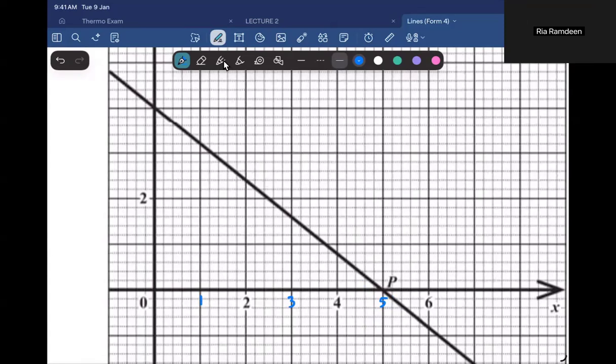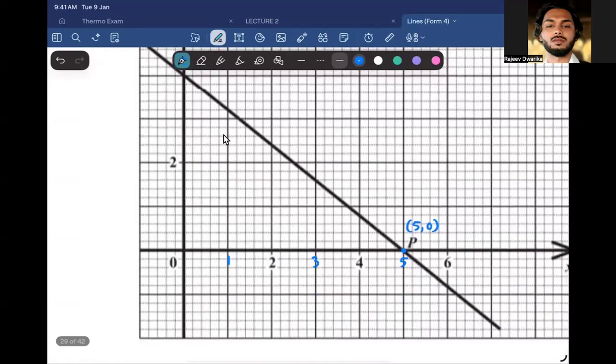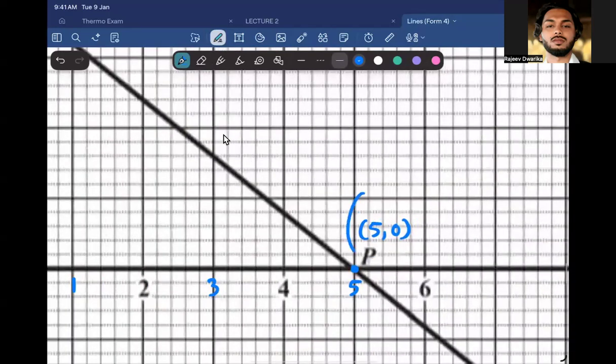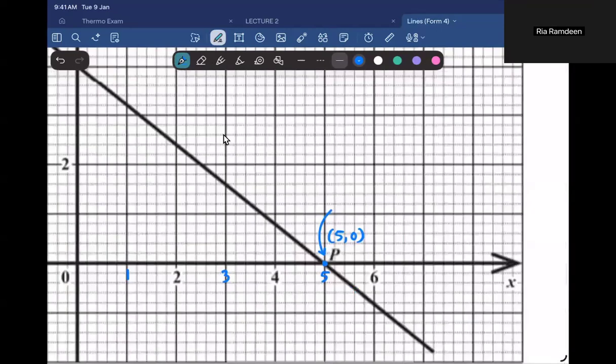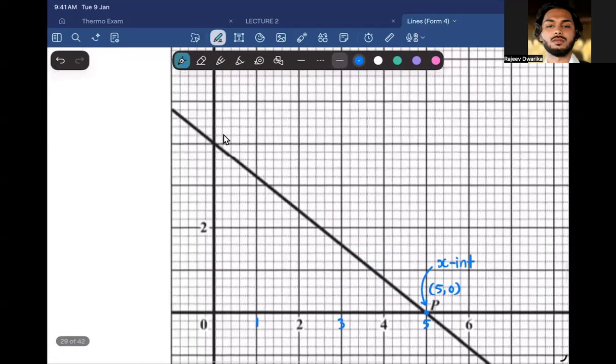5, 0. You'd be correct. Okay, what about the other point? But before we continue, what do we call this? It's the x-intercept, right? Because it's cutting the x-axis. Perfect. What's the other good point to use?